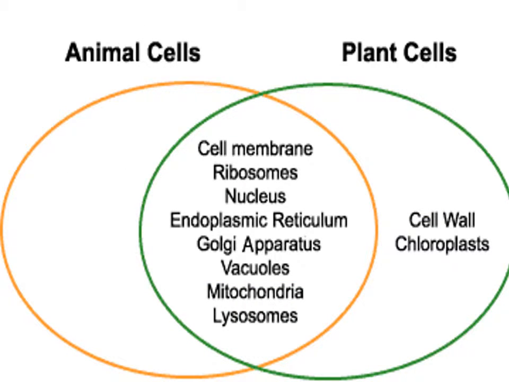Using graphic images, students are shown a Venn diagram comparing the 2 cells. We see what's common between the two, between an animal cell and a plant cell. They share a cell membrane, ribosomes, nucleus, an endoplasmic reticulum, Golgi apparatus, vacuoles, mitochondria, lysosomes. What they don't share is a plant cell has a cell wall and chloroplasts.